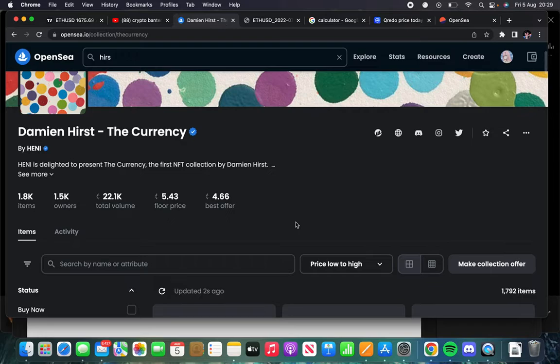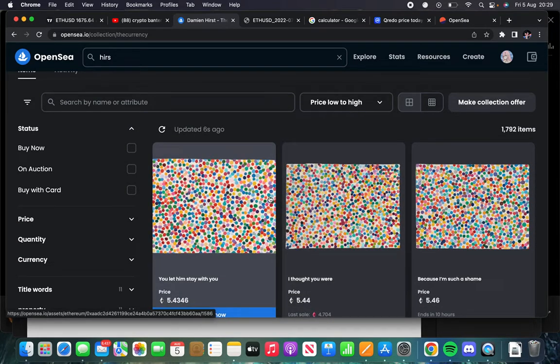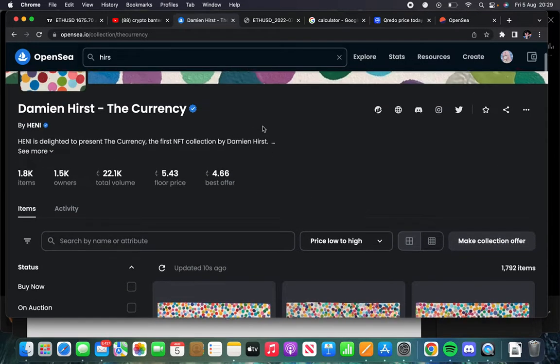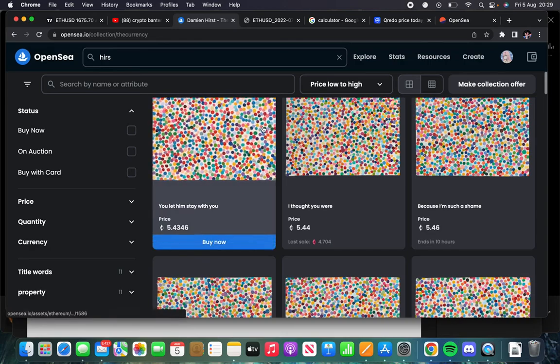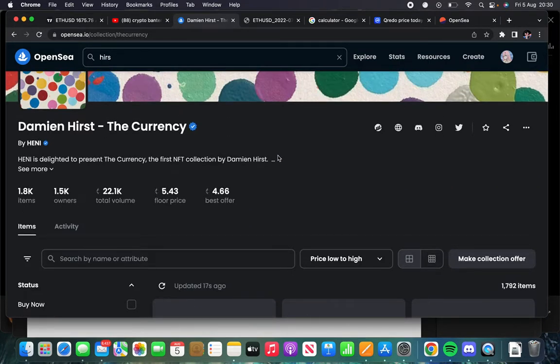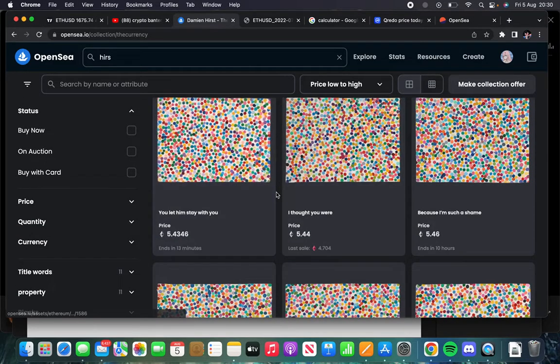I'm pretty sure if you burn the NFT, you get like a real life copy of the currency. So I'm a big fan of this, to be honest, because that actually incorporates real life utility in terms of collectors.